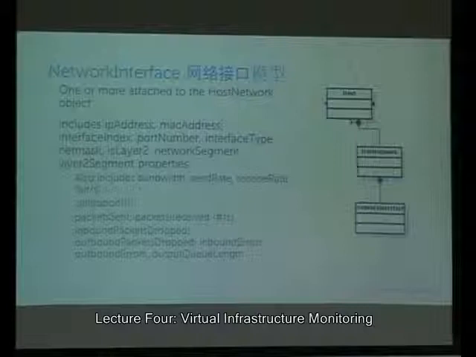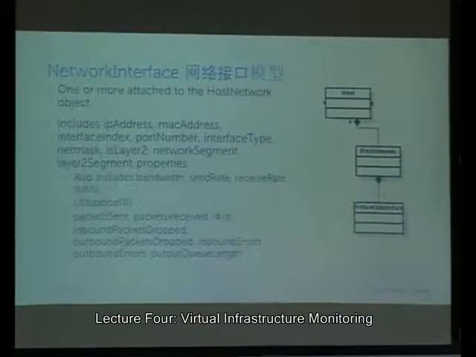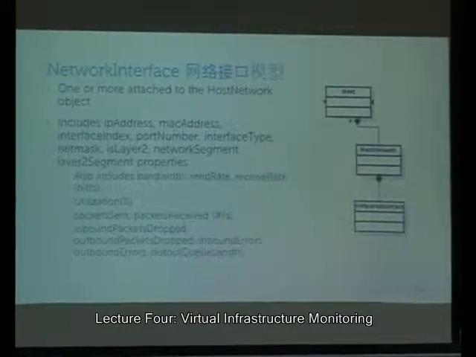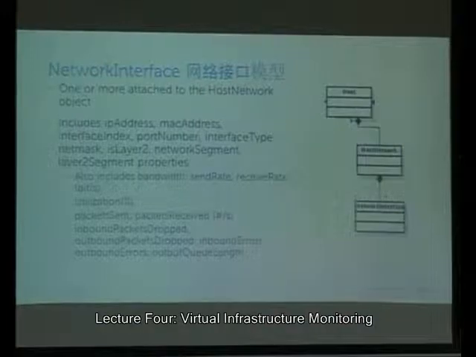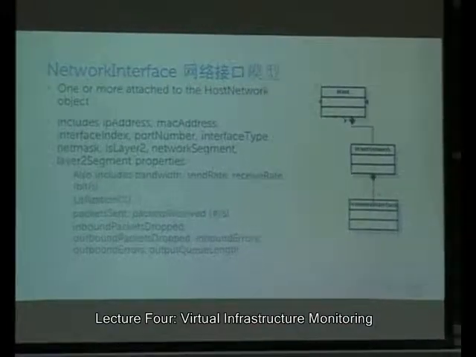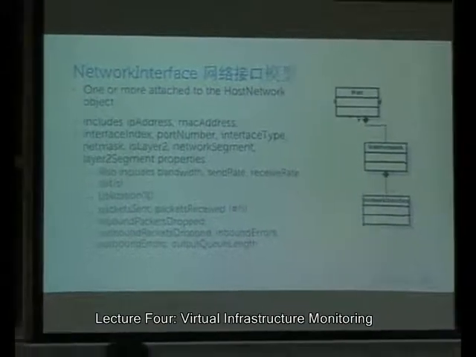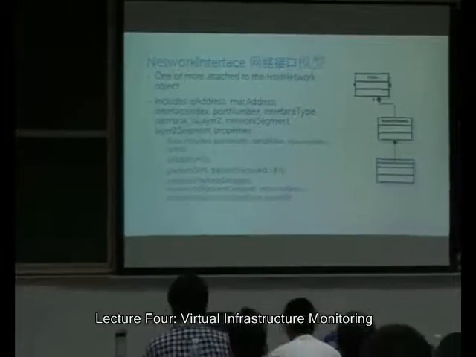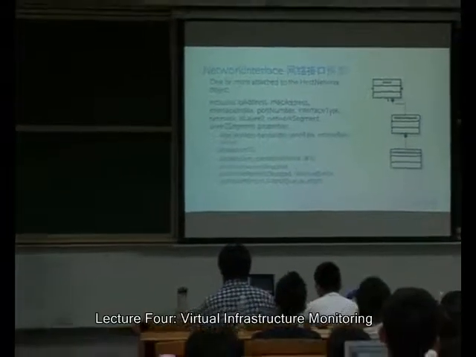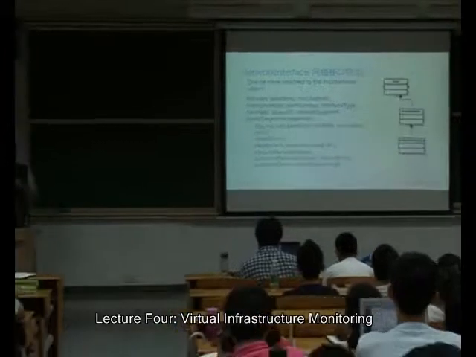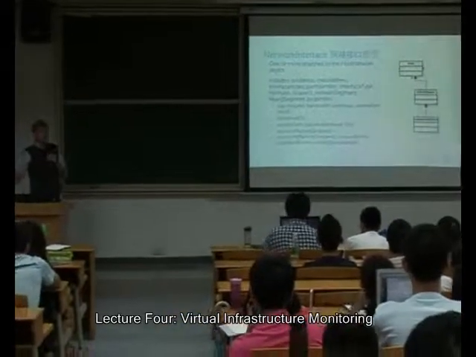So we've got some packet dropped information per network interface. We've got some additional properties as well. So we get the IP address per network interface, MAC address, port number, and a few other details about the kind of network that that interface is working with. So very detailed, the host model is very detailed.